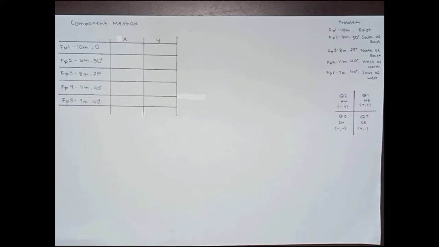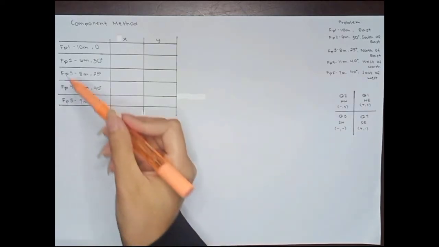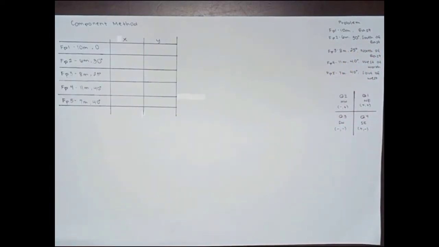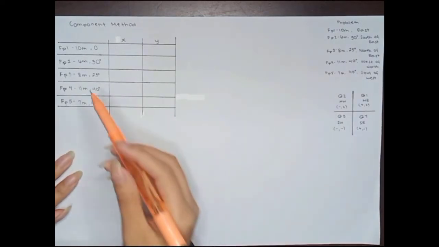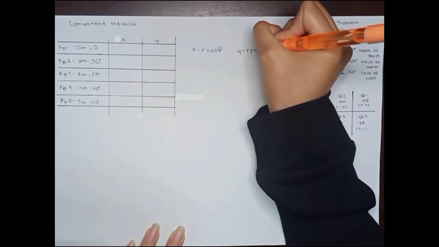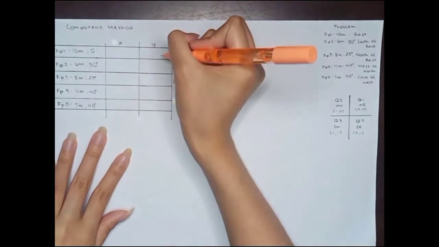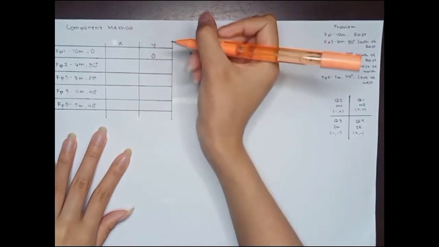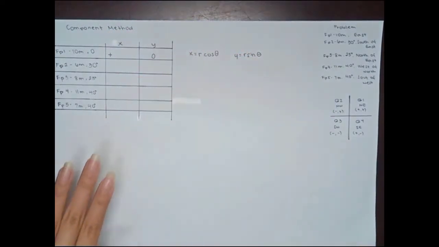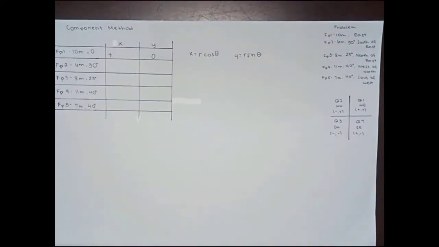We will now go to the component method. First, we will make a table that includes the given problems, their magnitude, and degrees. Then put two columns for x and y. Draw a line too to prevent it from being messy. The formulas for this table are x equals r cosine theta and y equals r sine theta. But first, we must put the sign for each row. For footprint 1, the direction is east. It's on the right side and all right side directions are positive. So x is positive and y is automatically 0 because it only lies on the x-axis.